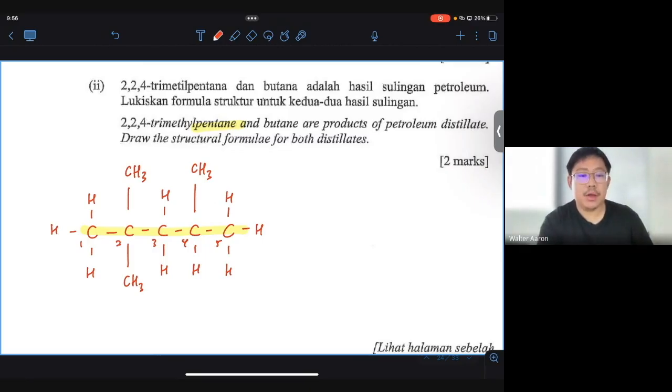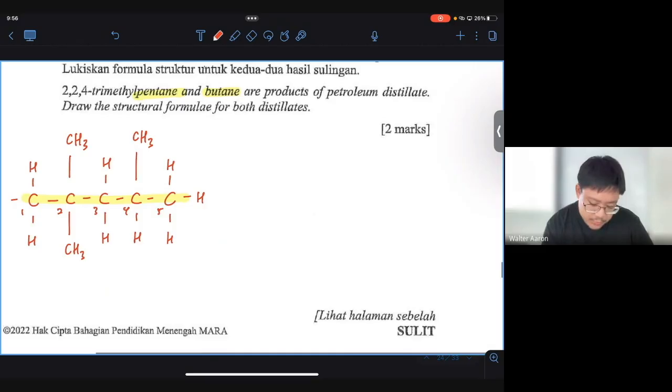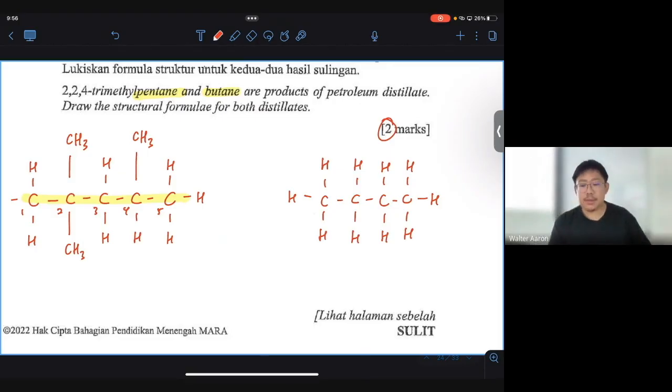Let me see if the marking scheme allows you to put the condensed structure. Oh, they do. But still, I encourage you to draw it in full, okay? And then another one will be, what else? Butane. Butane, very easy, just 4 carbon atoms and fill up the rest with hydrogen. That's it. Draw both correctly, you get 2 marks.